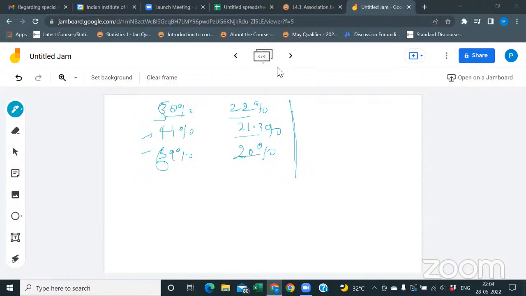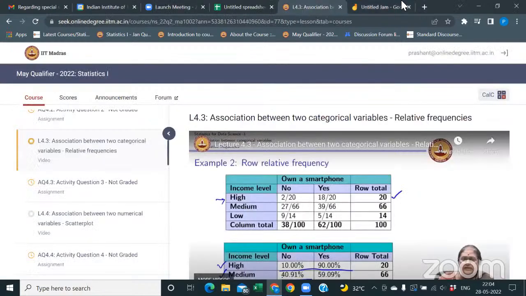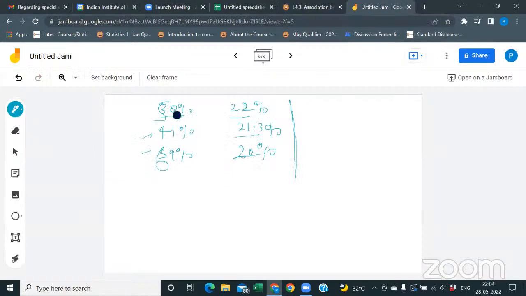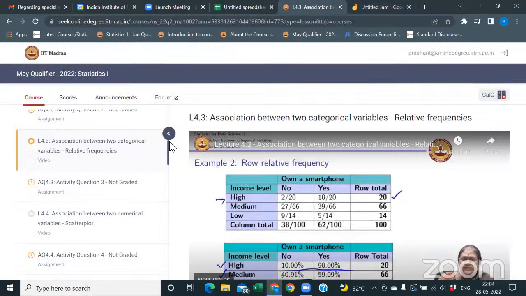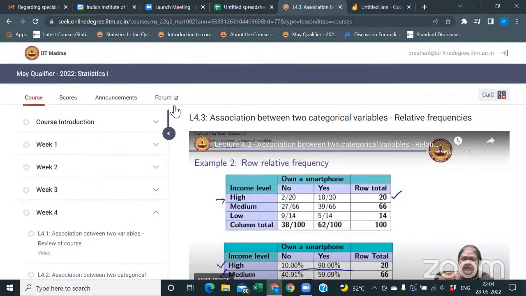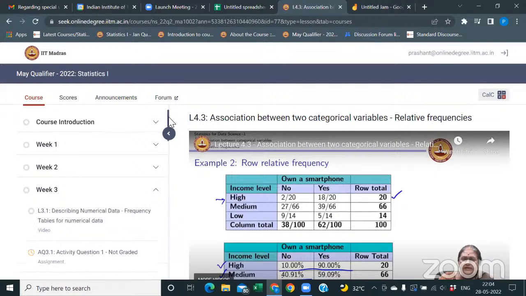Yes, sir. I had a doubt in question number 8. I was unable to understand it from the graded assignment solution also. I had asked earlier, but I saw the graded assignment solution and was unable to understand. Question number 8.